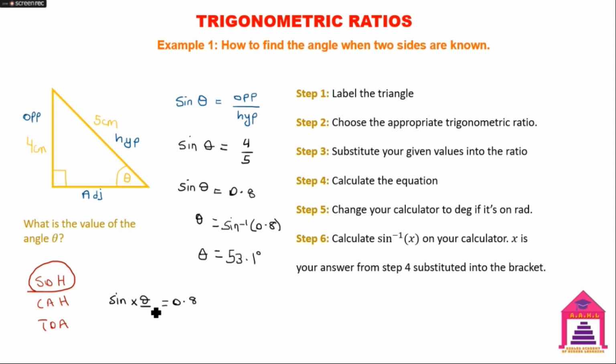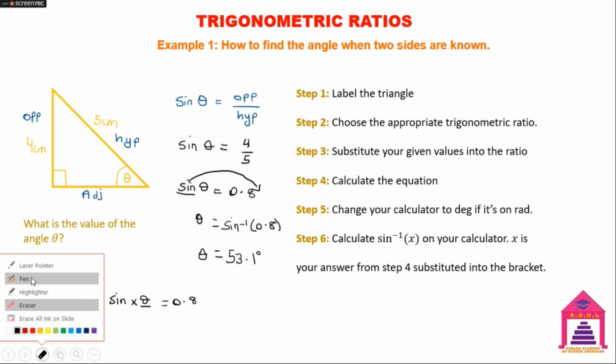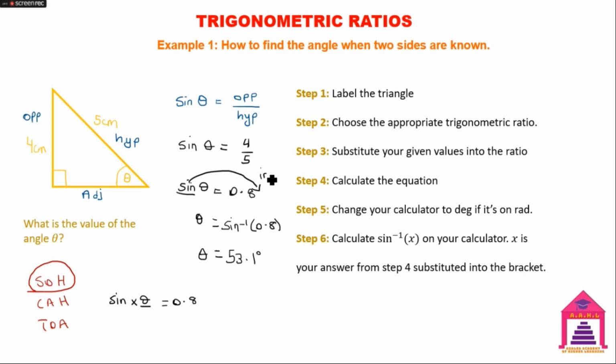We want to know what theta is. So when we bring this across here, it's going to become the inverse. We have to invert it. And when we invert it, we get sine minus 1 of 0.8. Now I'm going to draw it back again. This is usually how it looks.